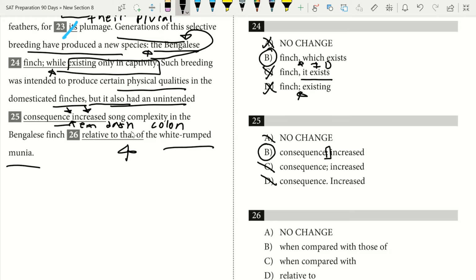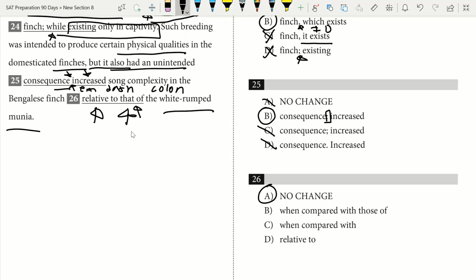Okay, I know A, no change, will be my correct answer for 26. So how do I know that? Well, anytime I'm asked to compare something like this, right? In this case, we're comparing that song complexity in the Bengalese finch to that of the white-rumped munia. You heard me say it as well, to that of the white-rumped munia. Okay, if I'm comparing that song complexity, I can't say complexity in the Bengalese finch to the white-rumped munia, because it's not the white-rumped munia it's getting compared to. It's comparing that song complexity of the white-rumped munia. Okay, so that of the white-rumped munia.